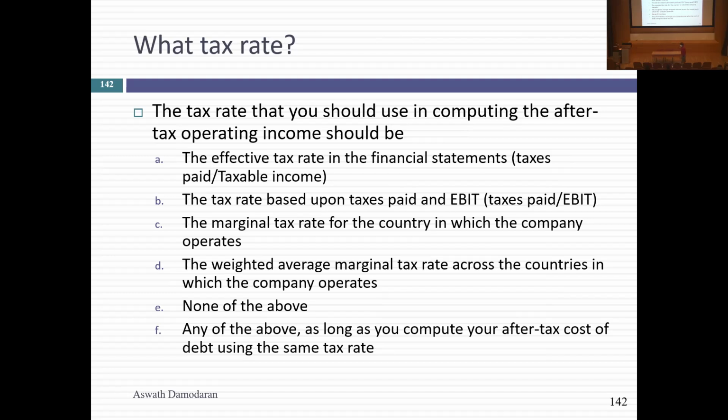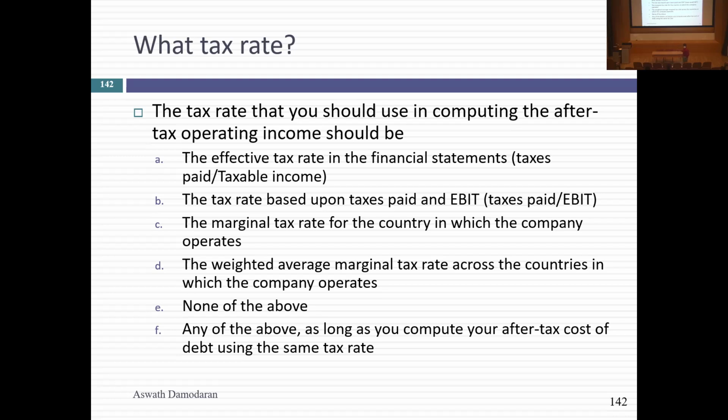And here are your choices. You can use the effective tax rate. I said that most financial statements report that, which is taxes paid divided by taxable income in the income statement. So it's accrual taxes divided by accrual taxable income. That's the effective tax rate. You could use a tax rate based on actual taxes paid and operating income, taxes paid divided by operating income. I don't even know what to call it because it's some middle rate.